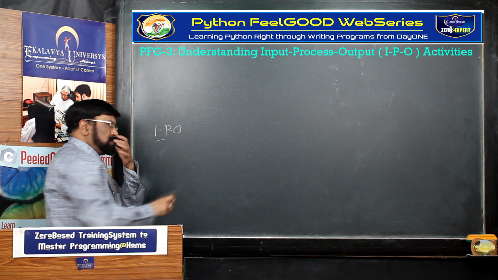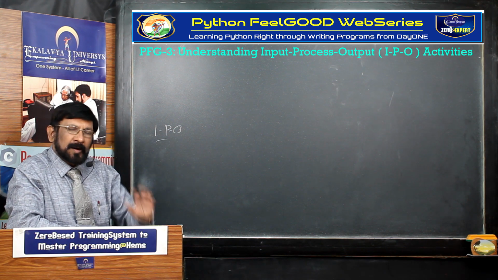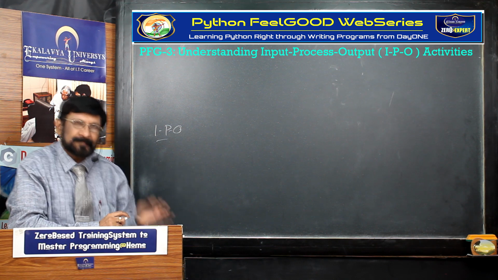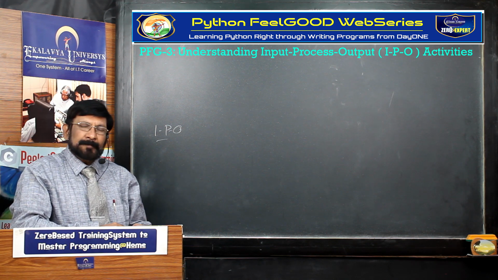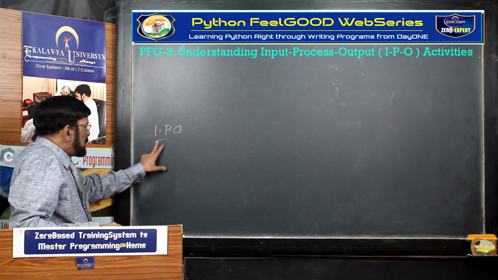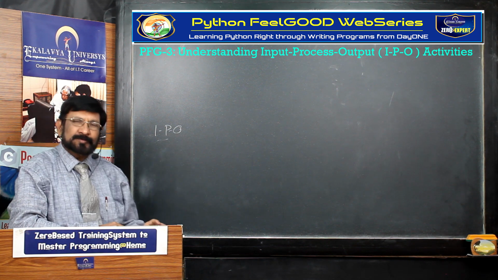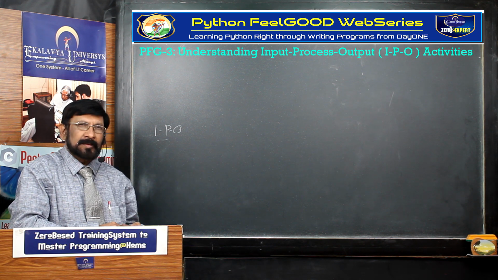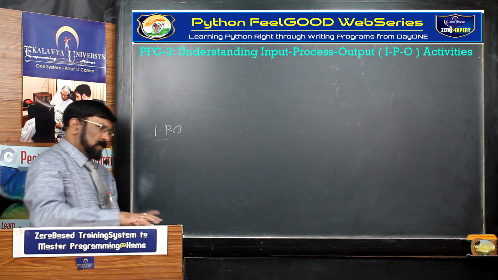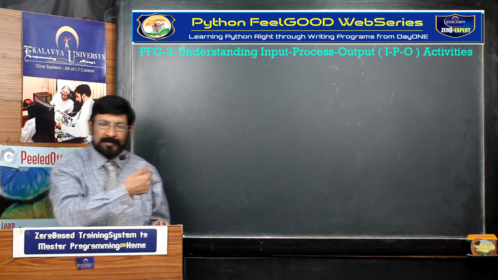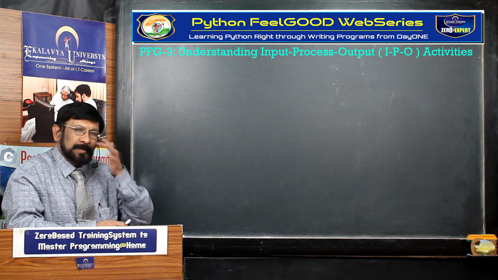Actually, you take any program of any language, C or C++, Java or Python, any language. If you classify all the activities, they can be classified into three types only: input, process and output. And according to our model, first let us understand this IPO from real life, thereafter I will explain a programming example.